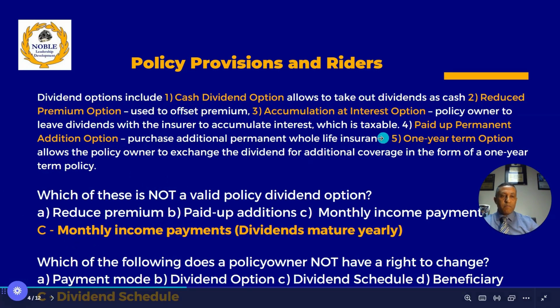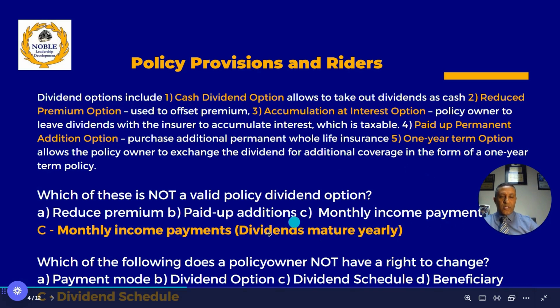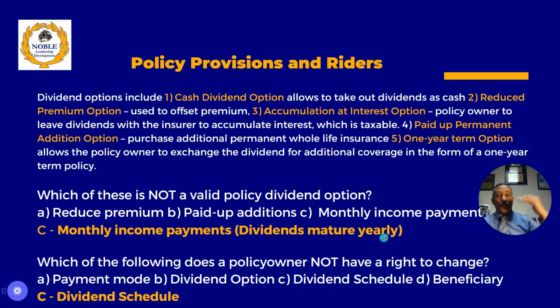So reduced premium, we saw that. And then paid up addition, we saw that, right, for permanent. And then also you can say accumulation at interest, but a monthly income payment is not an option for dividend because dividends mature yearly, right? So the company is doing their finances every year. So a dividend is released every year. So you cannot have a monthly income payment from a dividend option. So it's very good to see all these 5 together. Now, if a question like this comes in, you have to put all of them, right?